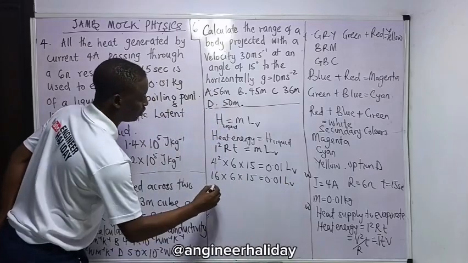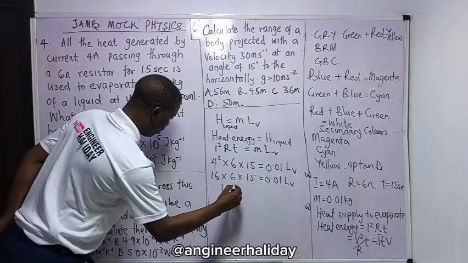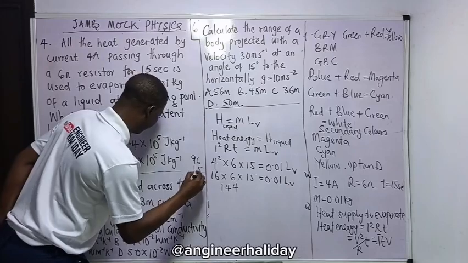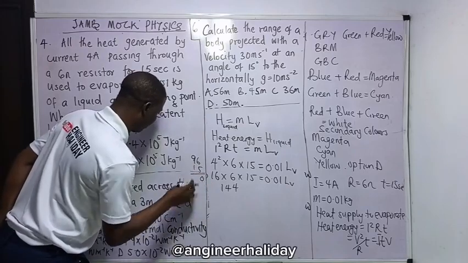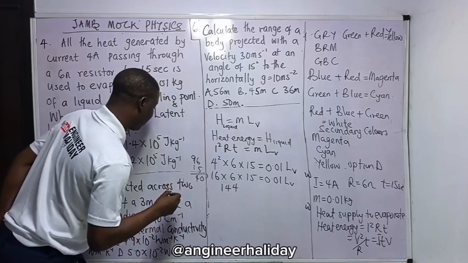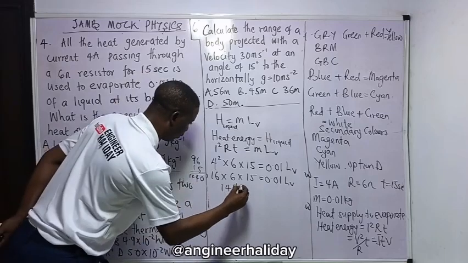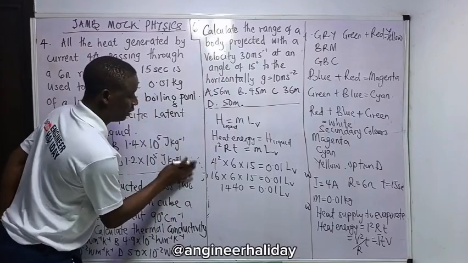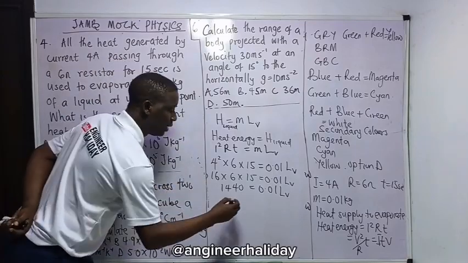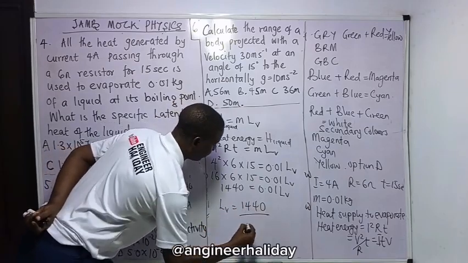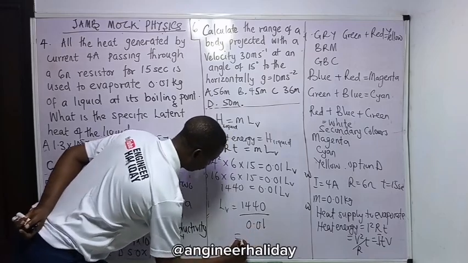If you press your calculator, this one should give us 1440, because this is 96. 96 times 15 should give us 1440. Then 1440 equals 0.01 LV. Now, how do we do that? To make LV the subject, we have 1440 divided by 0.01.